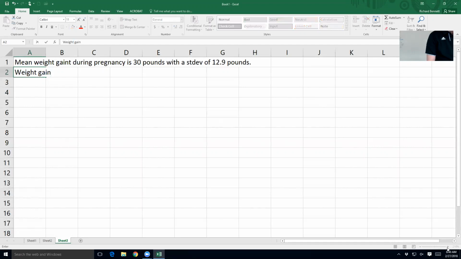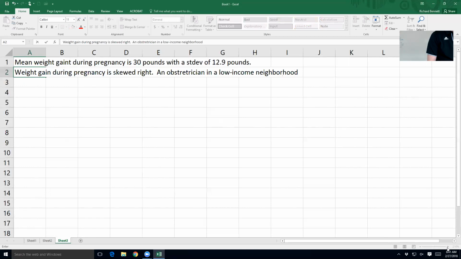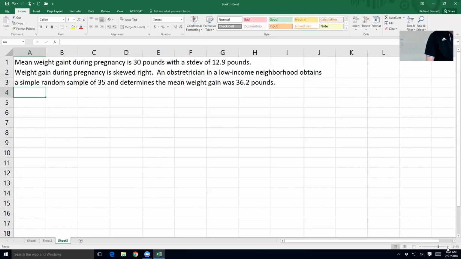Weight gain during pregnancy is skewed right. An obstetrician in a low income neighborhood, oh my gosh, I can't type, obtains a simple random sample of 35 and determines the mean weight gain was 36.2 pounds. Should she be concerned?